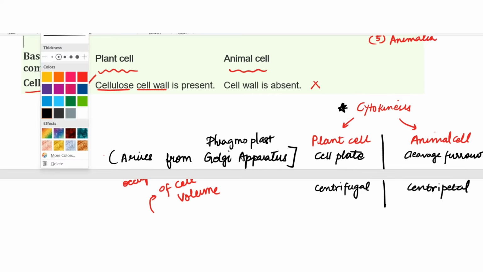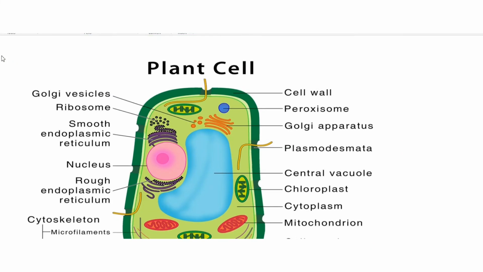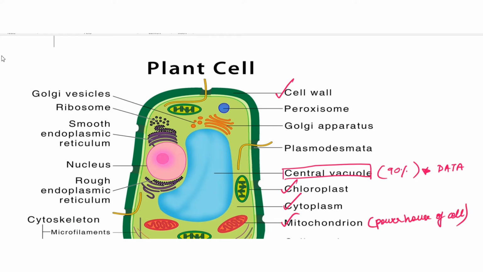Okay, now this is a diagram of a plant cell, and let's try to spot the different organelles present. Here, just by looking, we find a large central vacuole occupying 90% of the cell. It's important data, please remember. Next we have the cell wall. Next we have the green chloroplast containing chlorophyll, which is responsible for photosynthesis. Next we have the semifluid matrix, the cytoplasm. Next, mitochondria, which we call the powerhouse of the cell.